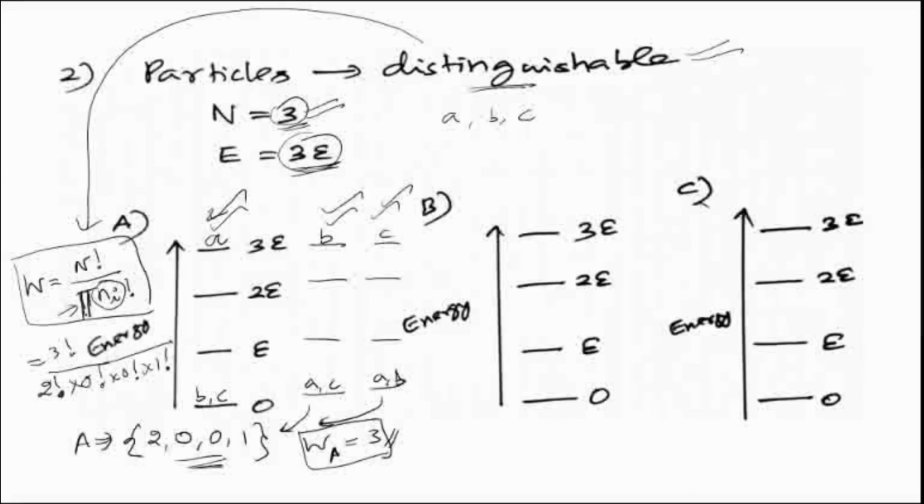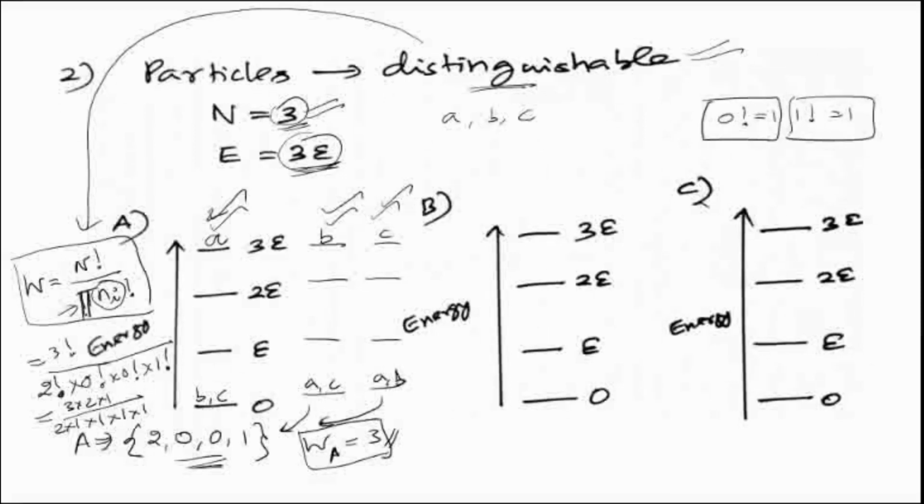So what will we get? 3 factorial is 3 into 2 into 1. 2 factorial is 2 into 1. 0 factorial is 1, and 1 factorial is also 1. You know very well, 0 factorial as well as 1 factorial are both equal to 1. So if you use the formula, the 2 gets cancelled and you'll get the answer as 3. So you can find the number of microstates using this simple formula. This formula is applicable only for distinguishable particles. Keep this in your mind.